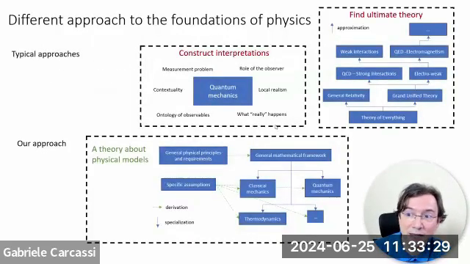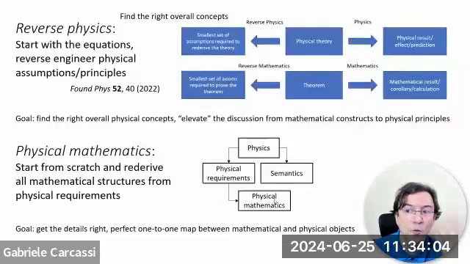And this gives us a different approach to the foundation of physics. We are not interested in constructing interpretations. We're not interested in understanding a theory of everything. What we're really interested in is creating a theory about physical models, finding what general physical principles and requirements are needed to construct physical models, and creating a general mathematical framework such that every physical theory has to be an instantiation of this mathematical framework. And then the idea is that we find specific assumptions, and with the specific assumptions, you recover the different theories in physics.